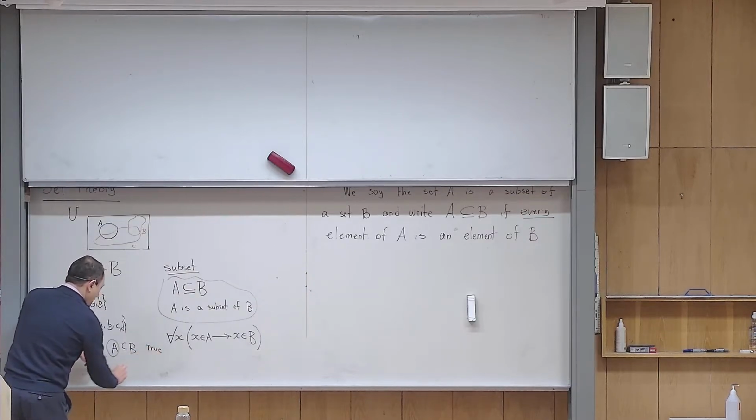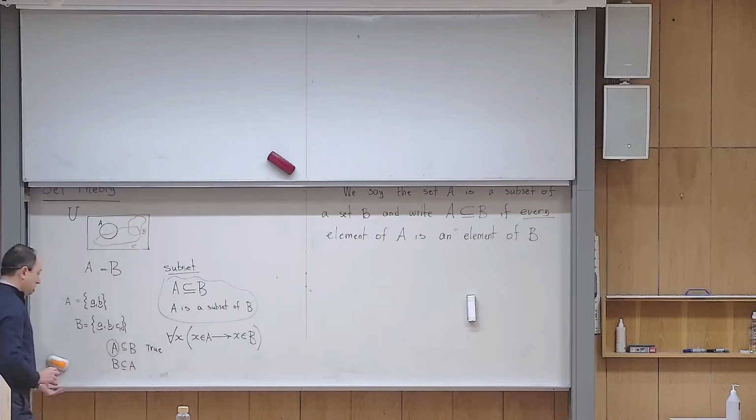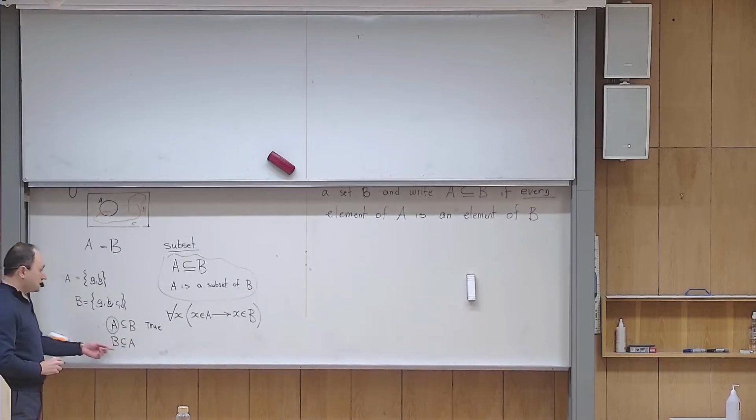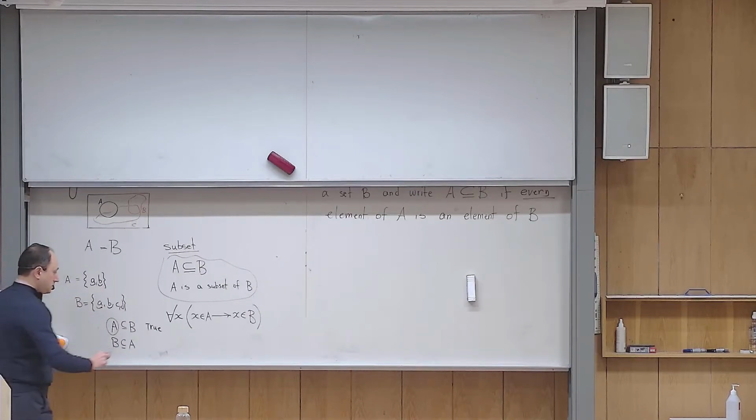Okay, can you tell me what about this statement? Do you think that this is true? B is a subset of A. Is it true or false? False. This is false. If I say why it is false, what do you say? You would say, for example, C belongs to B, but does not belong to A. So this means this is false.